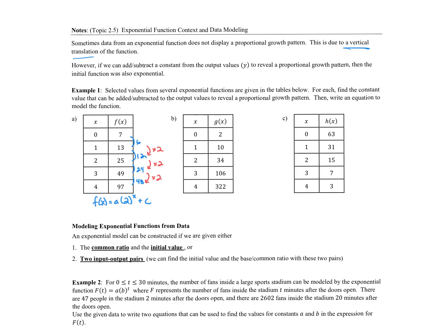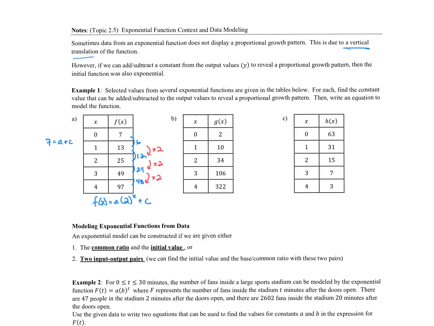So if I substitute in 7, that would be my f of x. So I'd have 7 is equal to, when I substitute in 0, 2 to the power of 0 is how much? 1. And so now I have a times 1, which is a, and then plus c. So my first equation is 7 is equal to a plus c.